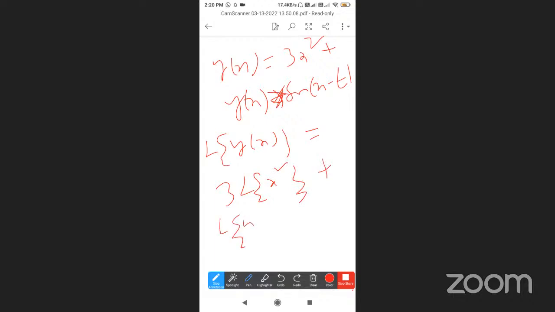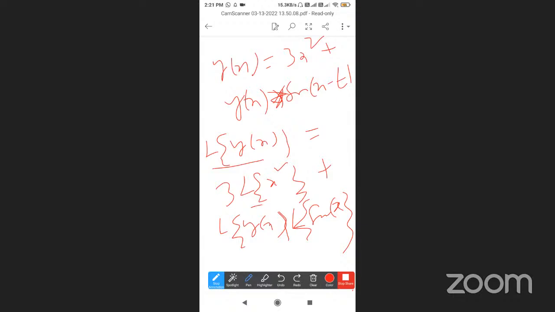The Laplace transform of y of x, into the Laplace transform of sin of x minus t. Sin of x minus t means it is indirectly sin x, so the Laplace transform of sin x. So the Laplace transform of y of x can be written as y bar of s, in terms of s.